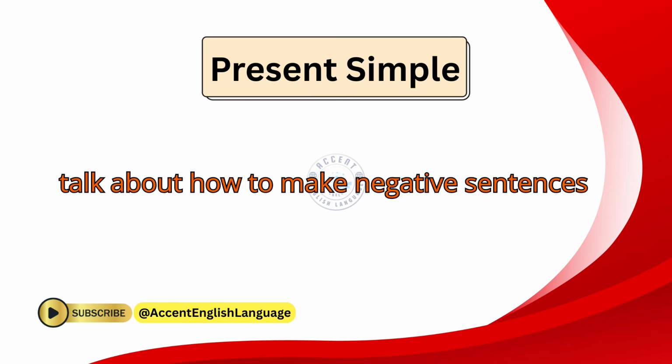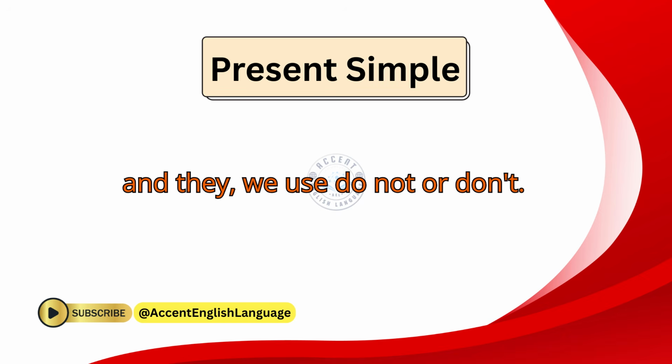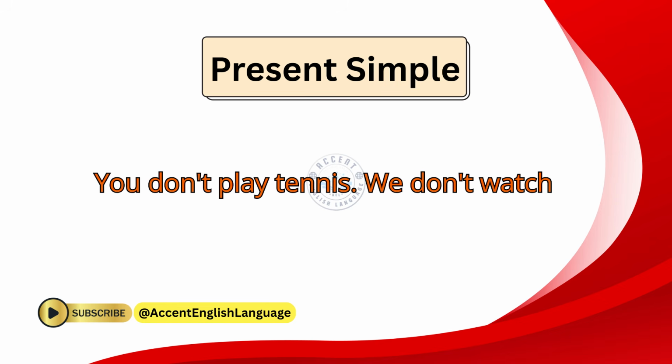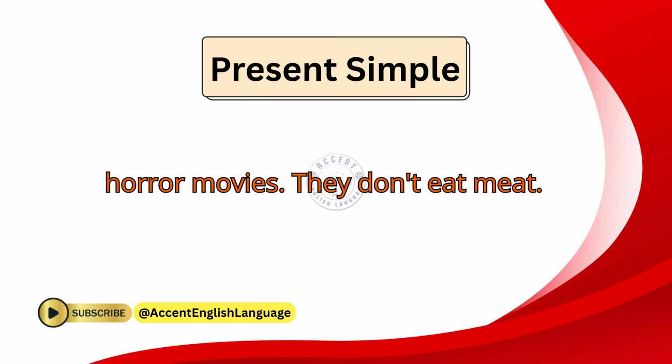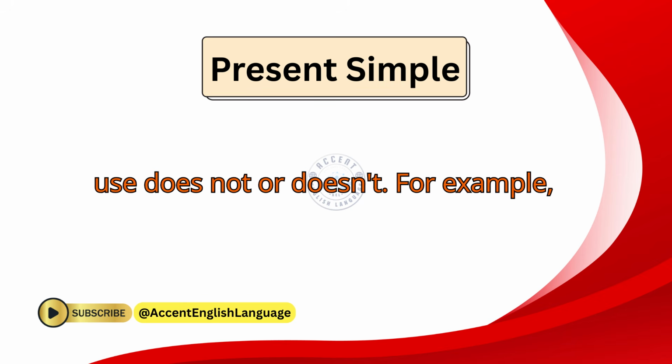Now, let's talk about how to make negative sentences in the present simple. For I, you, we, and they, we use do not or don't. For example, I don't like broccoli. You don't play tennis. We don't watch horror movies. They don't eat meat. For he, she, and it, we use does not or doesn't.